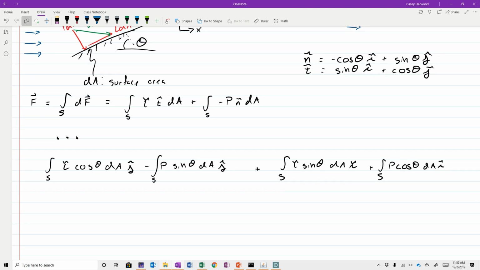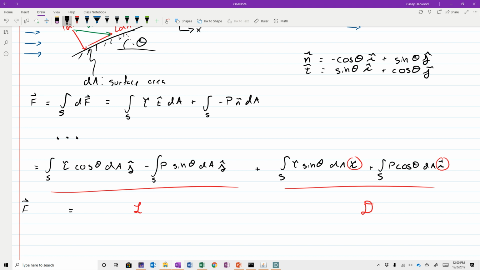And this first group of terms, these first two integrals, both act in the vertical direction, the y direction, as indicated by those j unit vectors, and so this comprises that component of our total force F that we denote lift. And the second, because we have i unit vectors attached here, we denote the drag. So the force here is defined as the lift in the j direction plus the drag in the i direction.